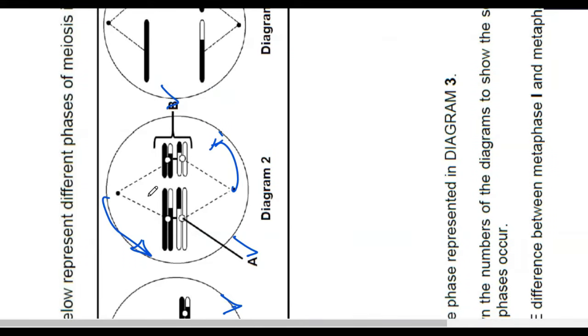These are the spindle fibers. If this is the spindle fiber and this is the centriole, these ones are in the middle. That's why you say that it is under metaphase. But which metaphase? It is metaphase 1, because these chromosomes are in the middle.